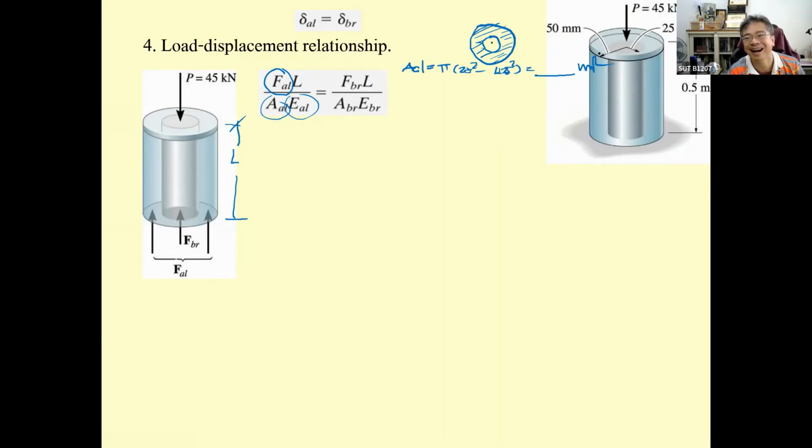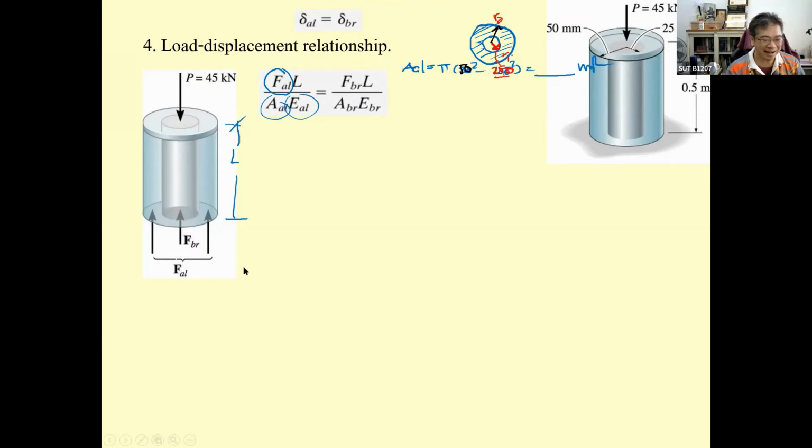Sorry, I'm wrong on this. This is going to be 50 by on this, and this is going to be 25. Okay, pi r. This is r sub o. This is r sub i. This is going to be 25.0. Okay, that is wrong. So beware about this.